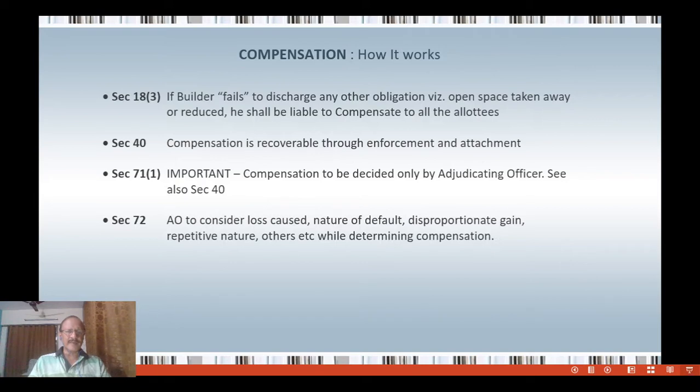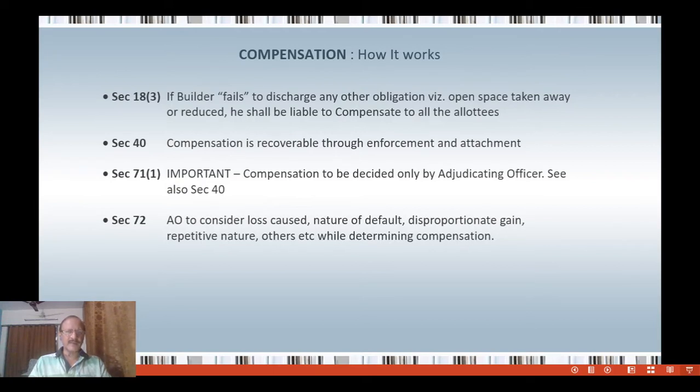Section 18(3). The promoter fails to discharge any other obligation imposed on him under the Act or the rules or the regulations made therein, or in accordance with the terms and conditions of the agreement for sale, he shall be liable to pay such compensation to the allottees in the manner as provided under that. So these three you have seen basically: 12, 14 and 18. If there is any other clause under which he has defaulted and which affects the allottees directly, he needs to compensate.